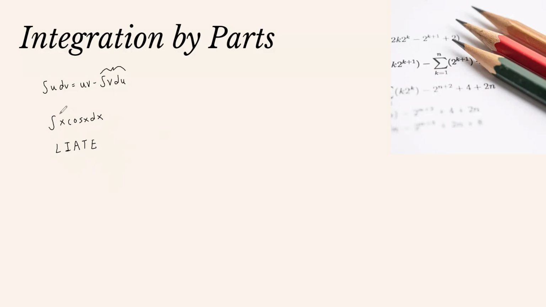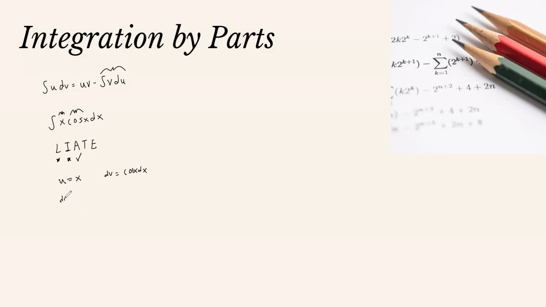So, which of our two functions here, x and cosine of x, comes first in the list? Well, neither of them is a log, so that one's out. Neither of them is an inverse trig. But oh, we have a winner for algebraic because x is an algebraic function. So we want to set u to x, since that one came first in our list. And then dv will just be whatever's left, which here is cosine of x dx.